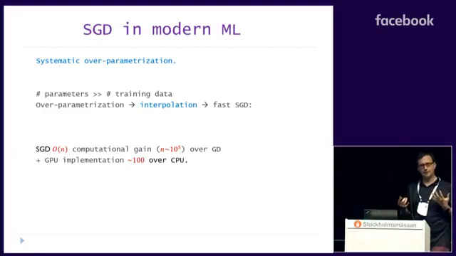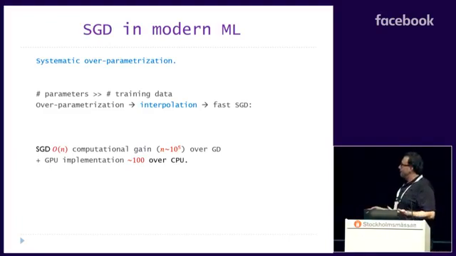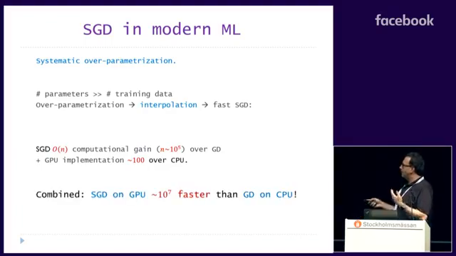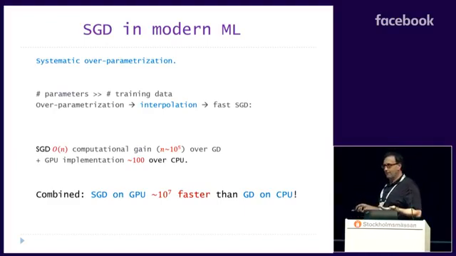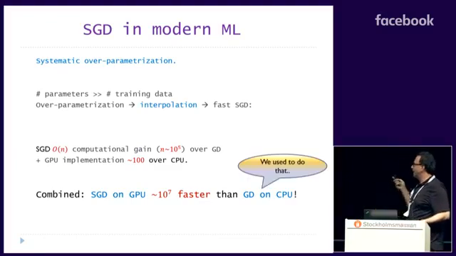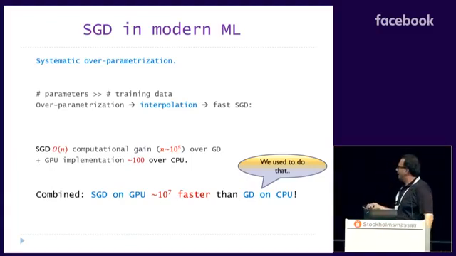And how much computational advantage do you get by that? Well, if you think about it, your n may be 10 to the 5 or 10 to the 6, right? About a million data point kind of data set. And so that gives you about 10 to the 5 advantage of SGD over gradient descent. And now if you put it on GPU, maybe you get another factor of 100, let's say, acceleration, so you get overall 10 to the 7 factor over gradient descent on CPU. So SGD on GPU is 10 to the 7 times faster than GD on CPU, right? That's a huge factor. That's like Moore's law. And you know, we used to do this not so long ago, just a few years ago.